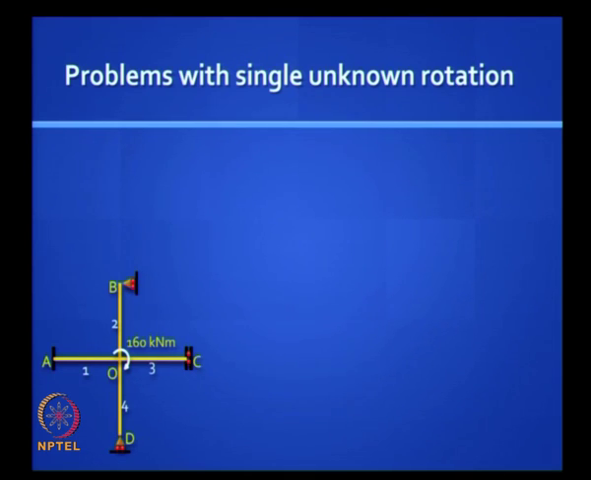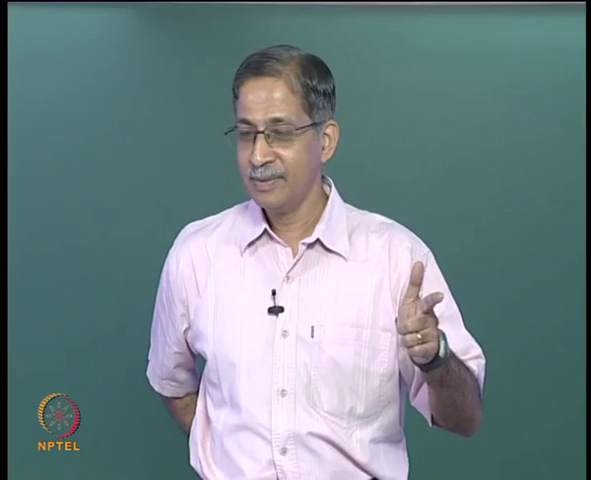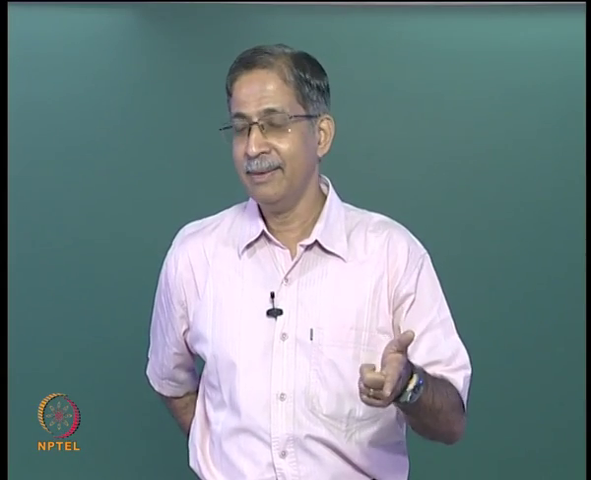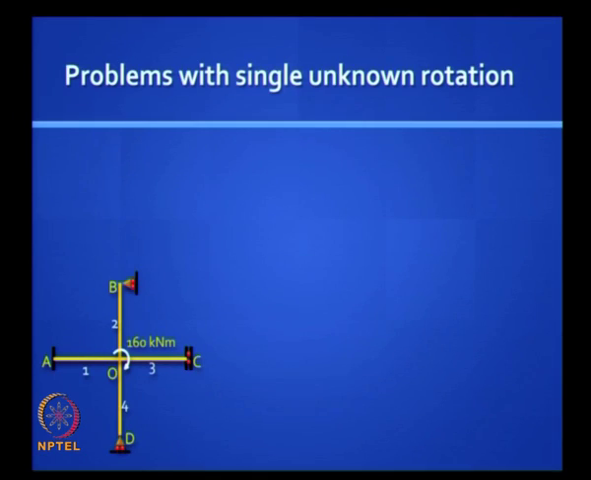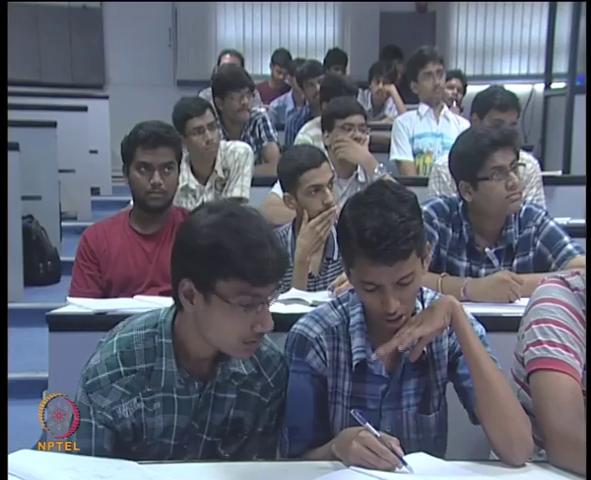So which is the stiffest among those 4? 1, 2, 3, 4. What is the stiffness of 1? 4 EI by L. Very good. Stiffness of 2? 3 EI by L. Stiffness of 3? EI by L. Stiffness of 4? 0. Now tell me, what's the moment going to 1? 4, 3, 2, 1, 0. Throw away EI by L. You've got the ratios now.